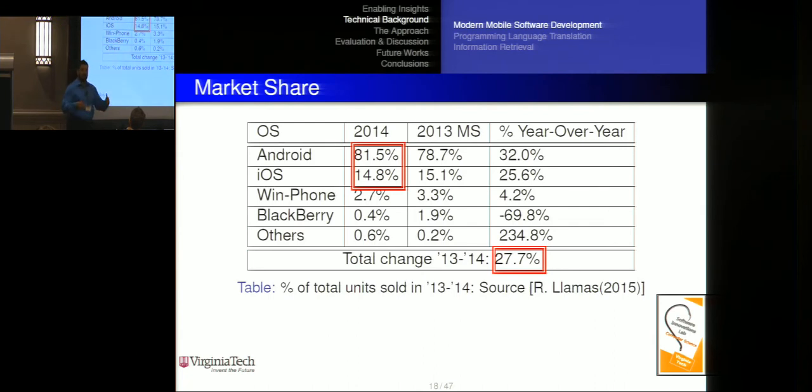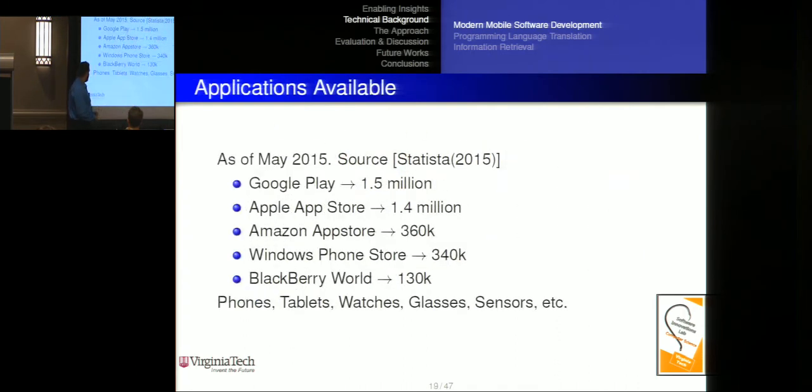Mobile devices are entering the market at a very fast pace, and they're not slowing down. There's a lot of new devices, a lot of new operating systems. We can see there's 1.5 million apps on the Google Store, 1.4 on the Apple Store. Even Amazon has recently launched their phone with a marketplace. There's a lot of mobile applications available.